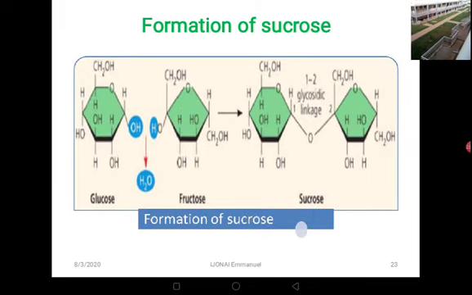So that's great. And then we also have formation of sucrose in the same way, where glucose and fructose combine, and then sucrose is formed. In the same way, a water molecule is lost and a bigger molecule is produced, and that is what we call a condensation reaction.